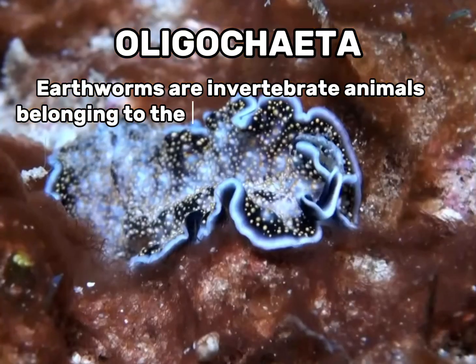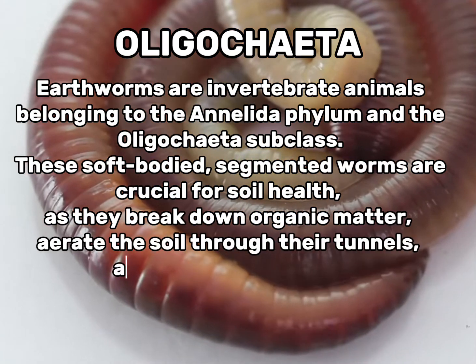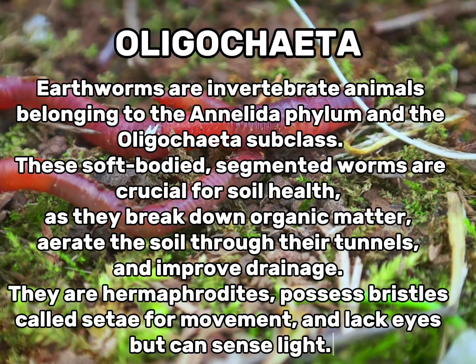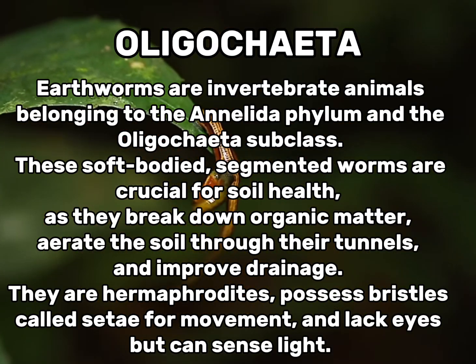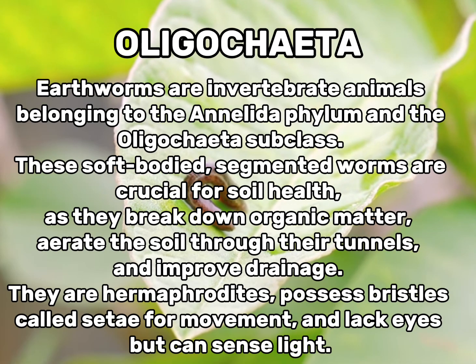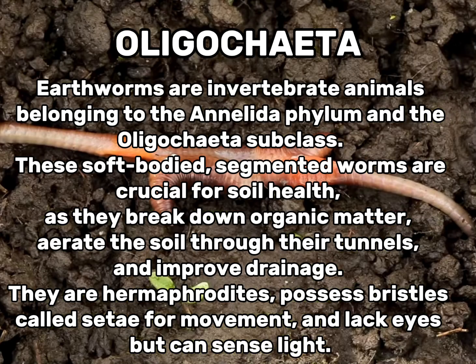Earthworms are invertebrate animals belonging to the Annelida phylum and the Oligochaeta subclass. These segmented worms are crucial for soil health, breaking down organic matter into nutrient-rich humus and creating tunnels that aerate and improve soil drainage. They are hermaphrodites, possess setae or bristles for movement, and have no eyes but can sense light.